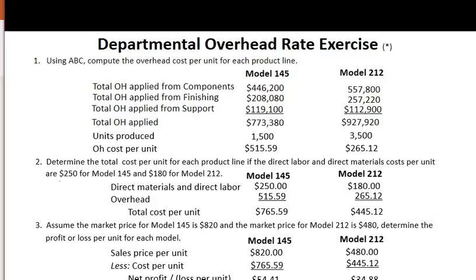Now, based upon that, you being management, it's up to you as management to determine what you truly believe. Is it the reality under the single rate? Is it the reality under the departmental overhead rate, or is it the reality under activity-based costing, resources consumed? But anyhow, that's a demonstration of activity-based costing, and that is it for today.